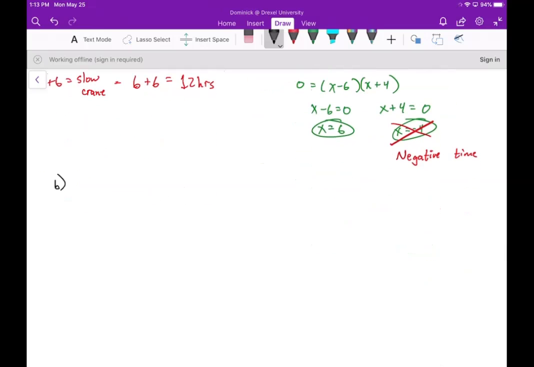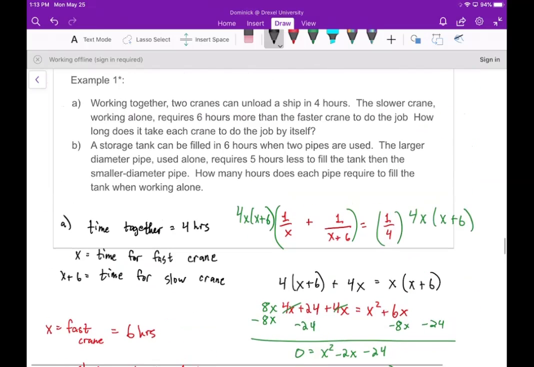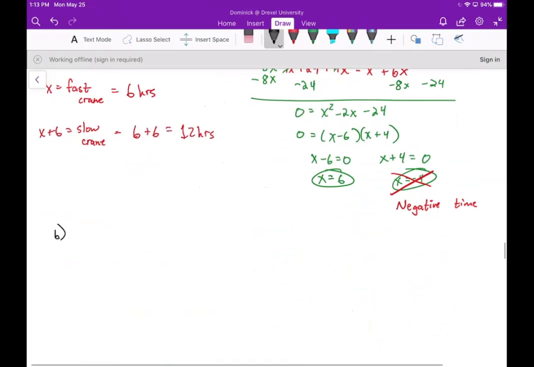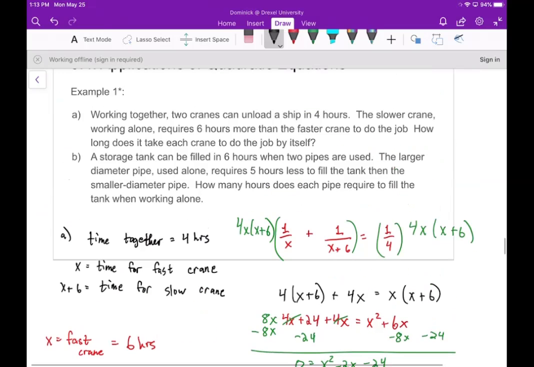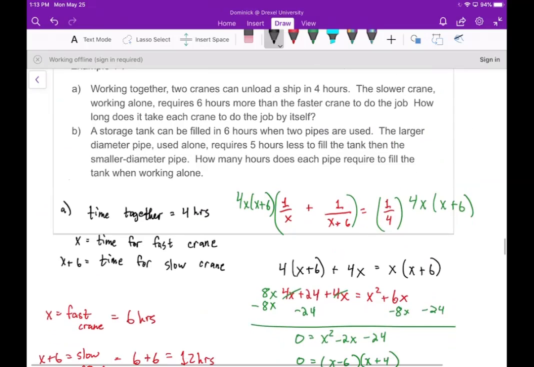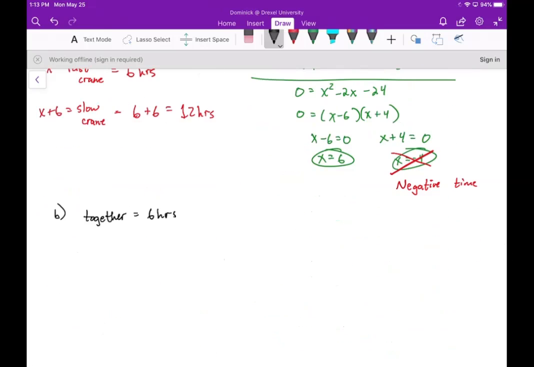Okay. Now for part B, we have that a storage tank can be filled in 6 hours when 2 pipes are used. So together is 6 hours. Okay. Now we have that the larger diameter pipe used alone requires 5 hours less to fill the tank than the smaller diameter pipe. So we can say that the largest pipe is x minus 5 as long as the small pipe is x.